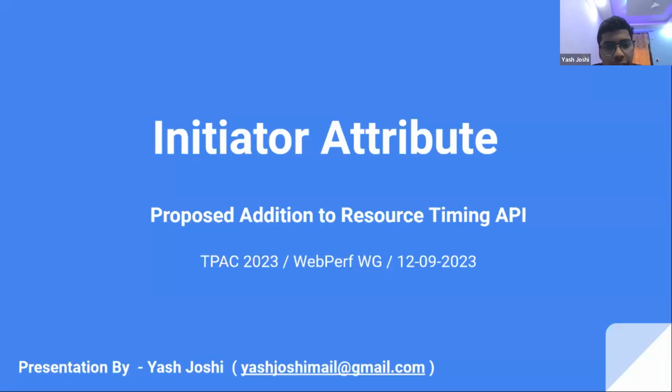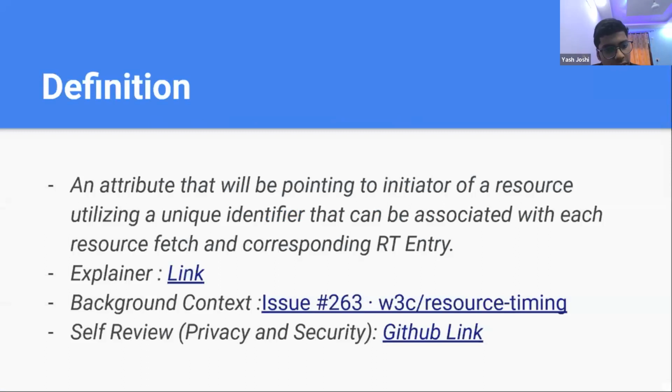Yash Joshi this side, and today I will be presenting about my work on the initiator attribute, that is a proposed addition to the resource timing API. So let's start with the definition of such an attribute. This new proposed attribute will be presenting information about the initiator of a particular resource. Initiator here refers to any resource or entity that basically causes or is responsible for the fetching of a particular resource, of a current resource.